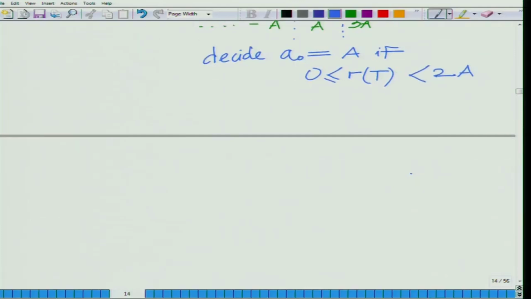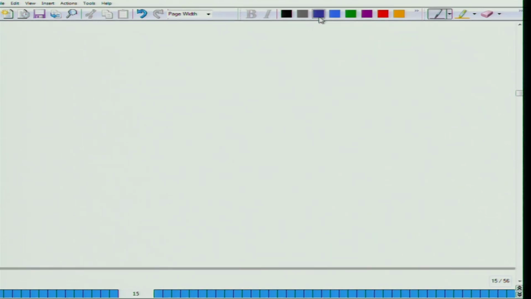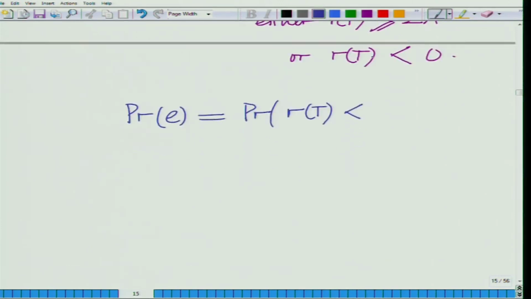Okay. So, let us note this. Error occurs if R_t is greater than or equal to 2a or R_t is less than 0. So, therefore, the probability of error equals simply the probability R_t is less than, well, R_t is less than 0.